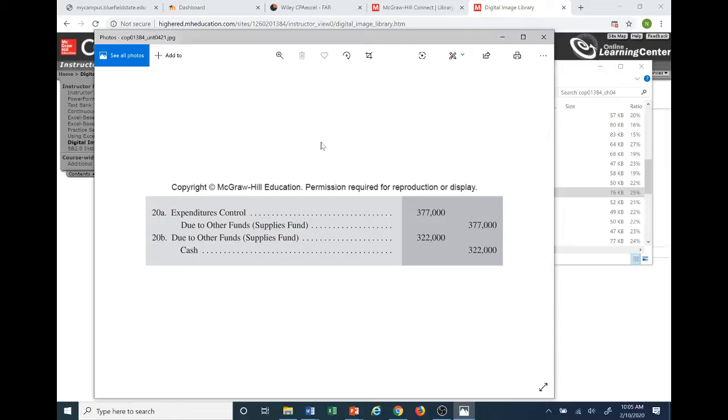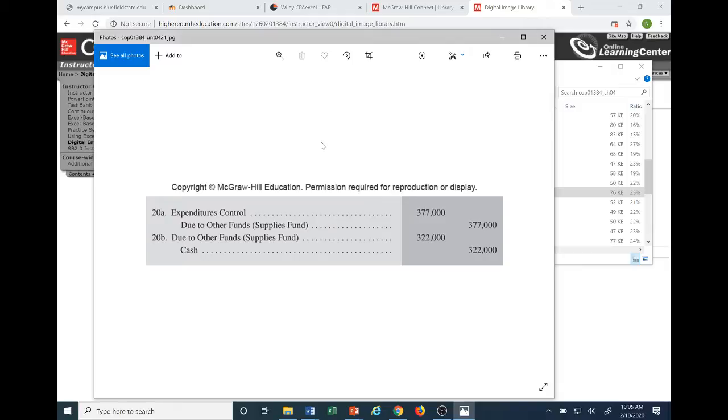So the first entry, 20A here, is when we ordered the supplies from the fund and actually received them. We're going to debit expenditures control for $377,000, the full amount we received, and then we're going to set up the due to other funds, supplies fund, for $377,000 in the same amount. Because the general fund has received the supplies from the supplies fund, and now we're going to set up the due to pay them for the amount received.